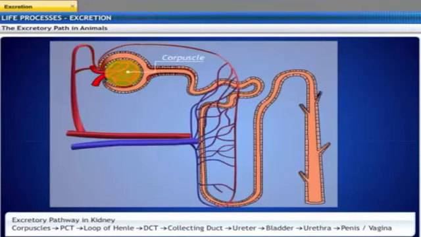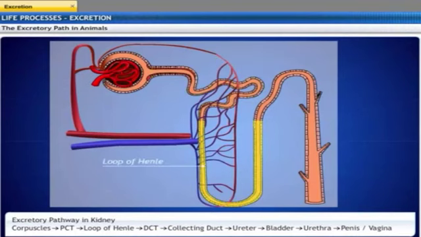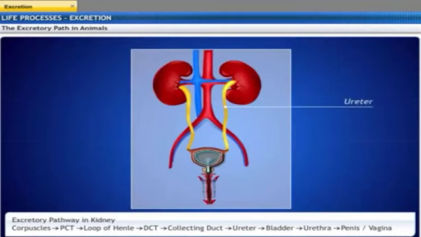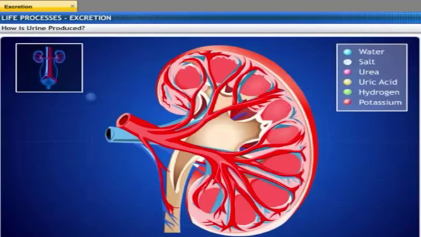The movement is as follows: blood enters the glomerulus, then the proximal convoluted tubule, the loop of Henle, the distal convoluted tubule, and the collecting duct. This is the pathway of movement of urine in human beings. And lastly, through the urethra, the urine is excreted outside the body.